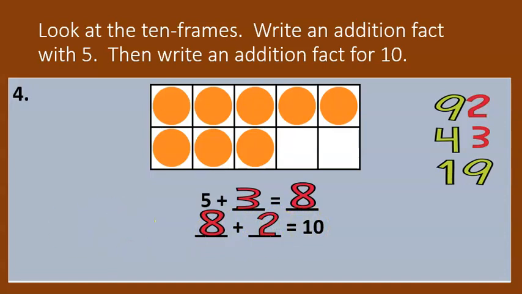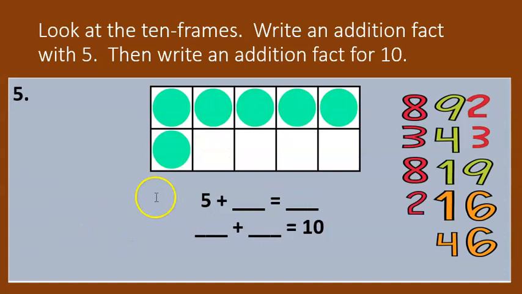Now, let's look at another example. Same thing, it says look at the 10 frames. Write an addition fact with 5, then write an addition fact for 10. Now, boys and girls, we have to look at this 10 frames again, and we are given 2 addition equations, one for 5 and one for 10. Now, let's do this first addition equation. We have 5 already here.